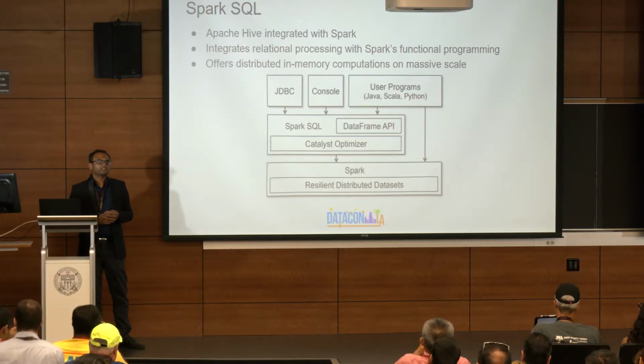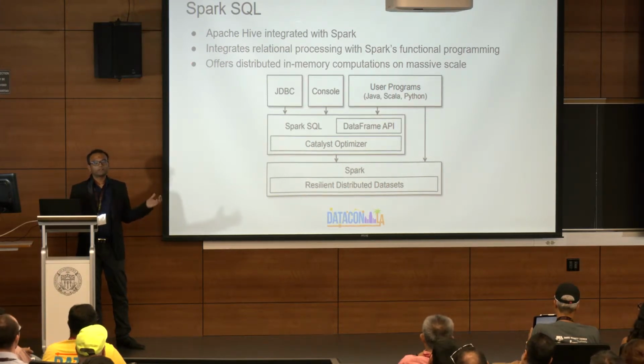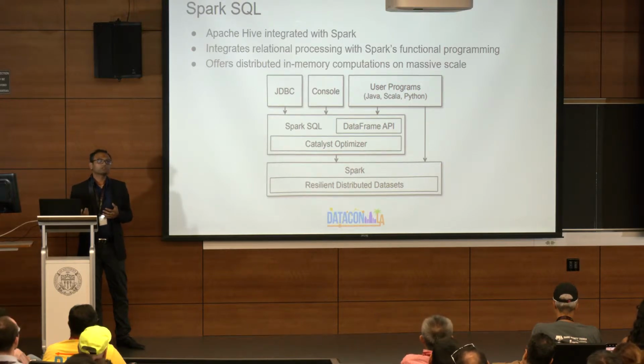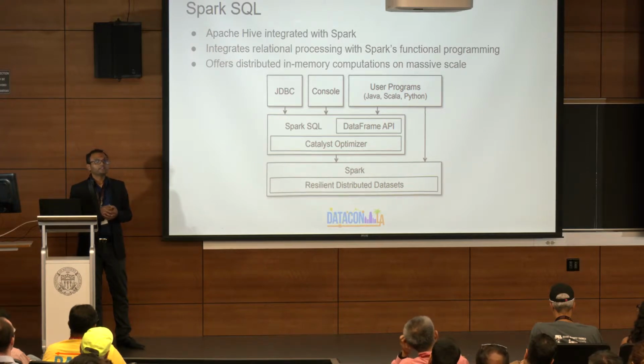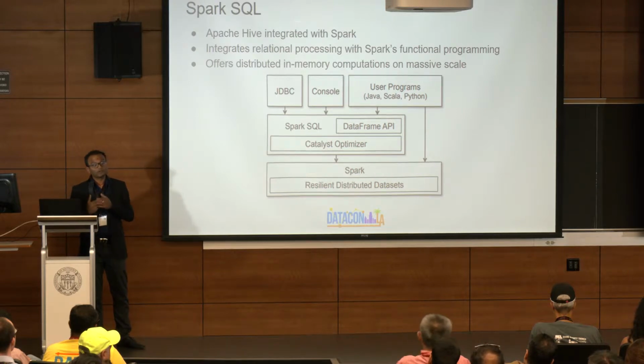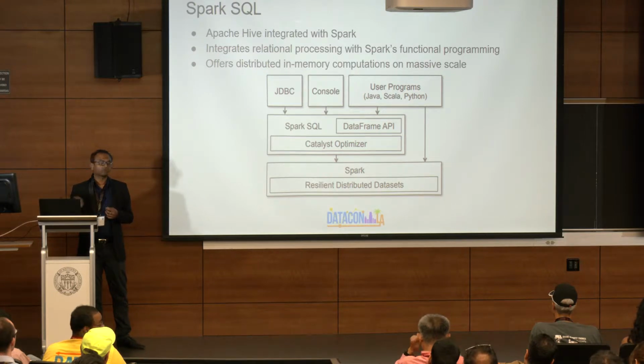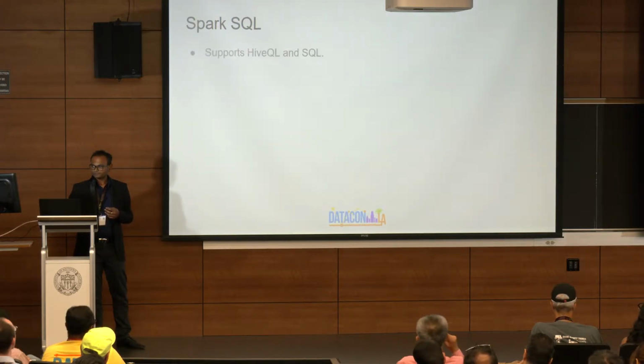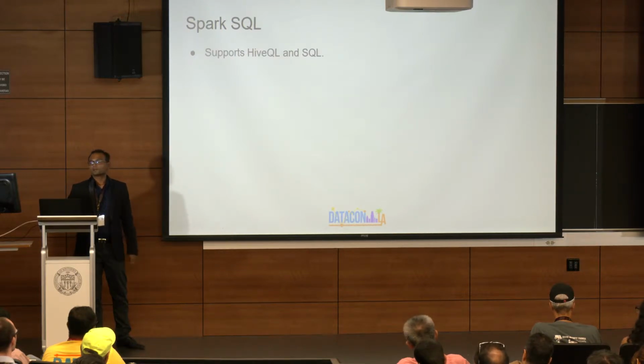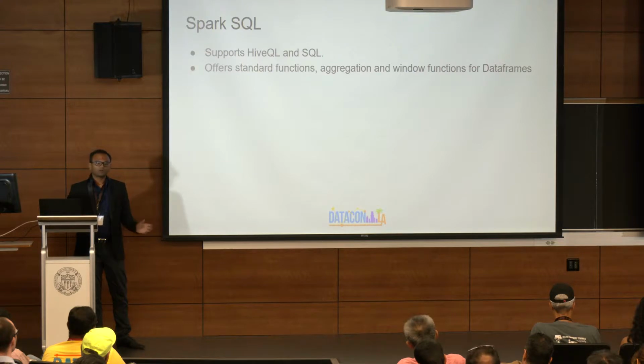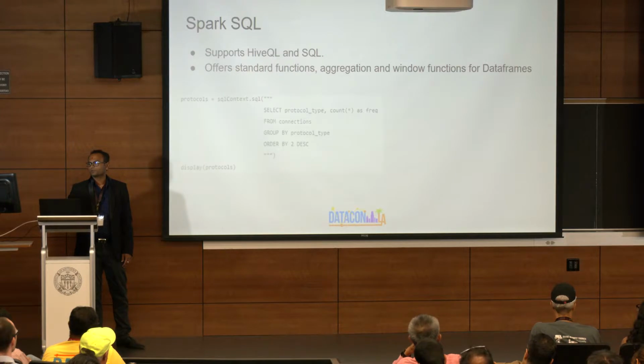In this diagram, you can see you can use a bunch of different applications, user programs, JDBC, or console to use Spark SQL. Spark SQL also offers the data frame API, and that offers all those relational operations and transformations that you can perform on a data frame. It also has the Catalyst Optimizer. That's one of the important pieces as well. It supports HiveQL and SQL formats. So if you know SQL, it's easy to use Spark SQL. It offers all standard aggregations, window functions, and other features of SQL.